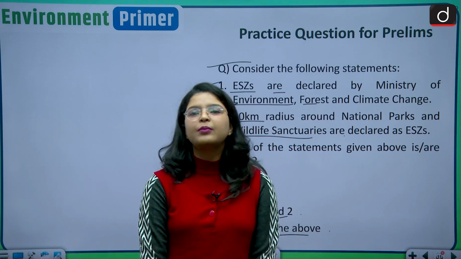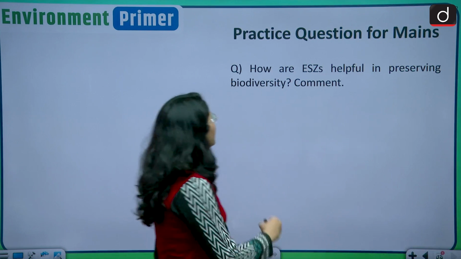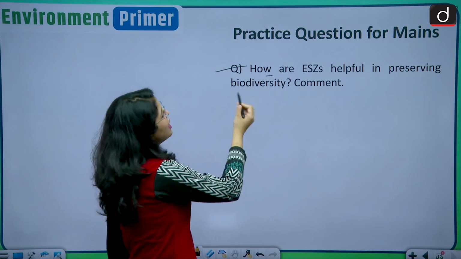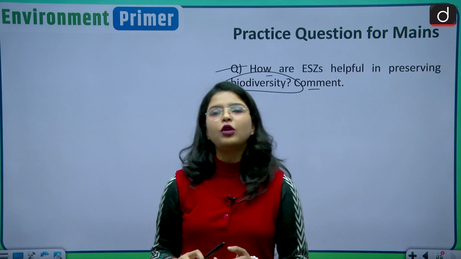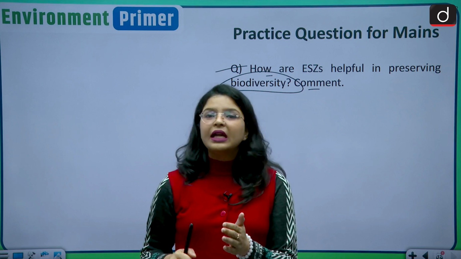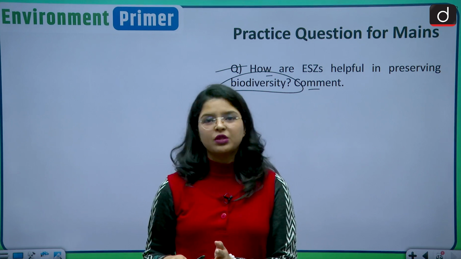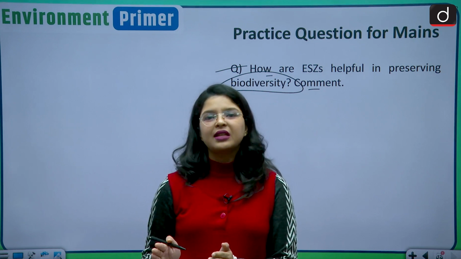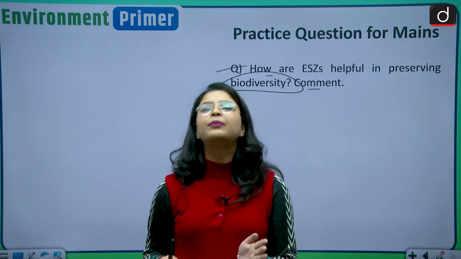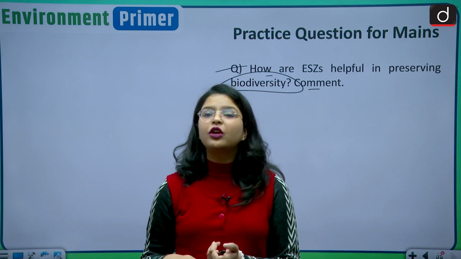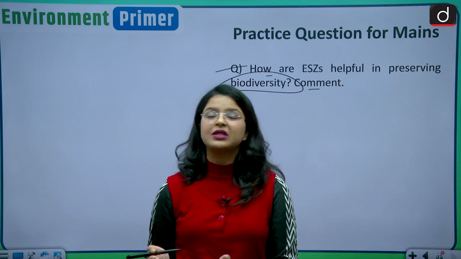Now let us analyze a practice question for your mains examination. So the question is, how are eco-sensitive zones helpful in preserving biodiversity? Comment. So firstly, you will write about the eco-sensitive zones, that yes, it means protecting the protected area, and you will write about the recent Supreme Court judgment that yes, 1 kilometer radius area has to be declared as an eco-sensitive zone. And then you will write about the depleting natural biodiversity, the threat of invasive species, the threat of human wildlife conflict, because that is happening.